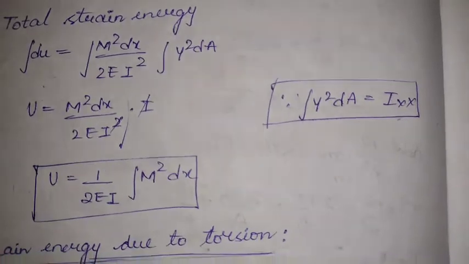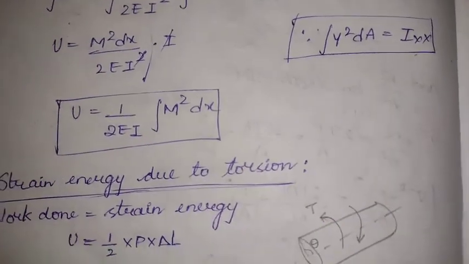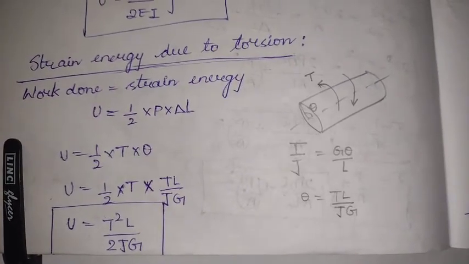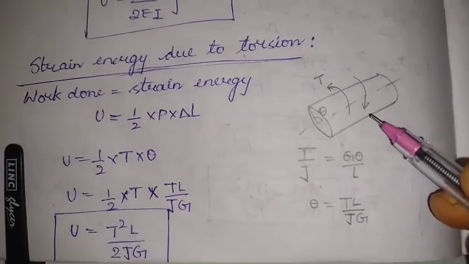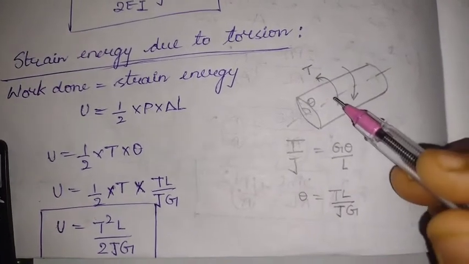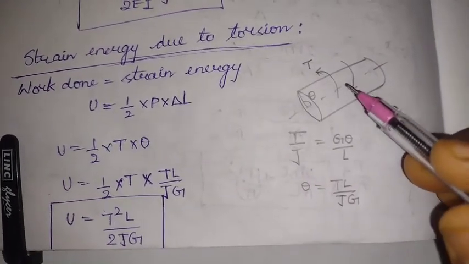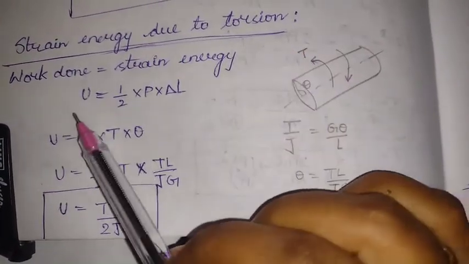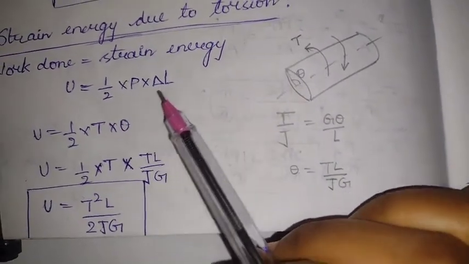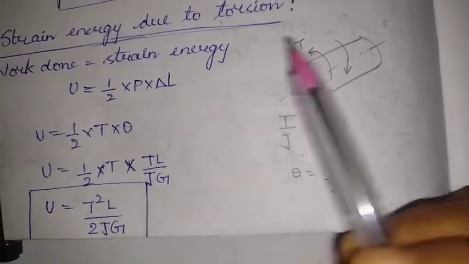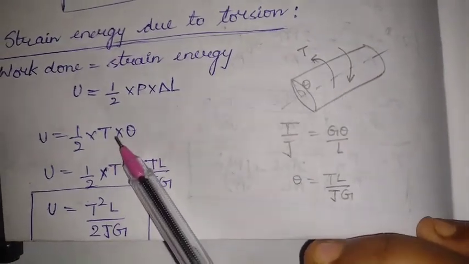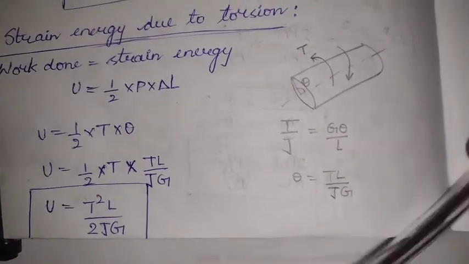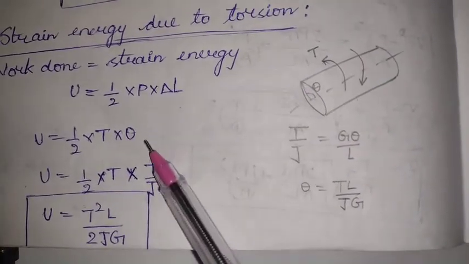Simply keeping the integration. Next, we are taking the second derivation, that is strain energy due to torsion. Let me first explain what torsion is. Torsion is nothing but a twisting moment acting on the body. Here two equal and opposite forces are acting on this element. As I told you before, work done is half into load into displacement. Here the load applied is the twisting moment, and the deformation taking place is the angular deformation theta due to this twisting moment.